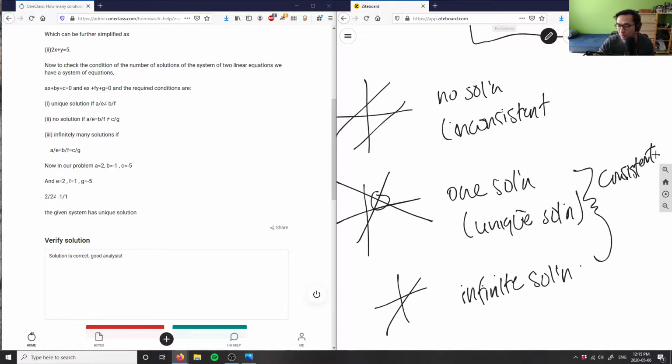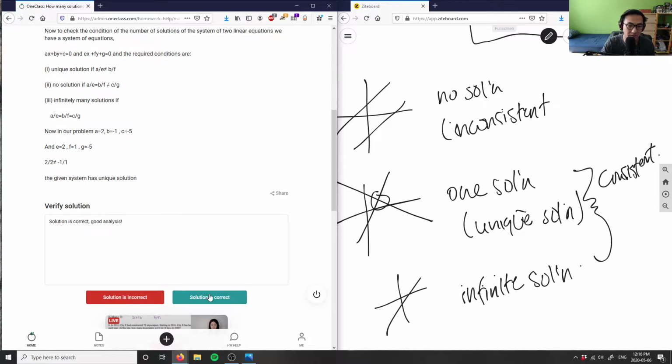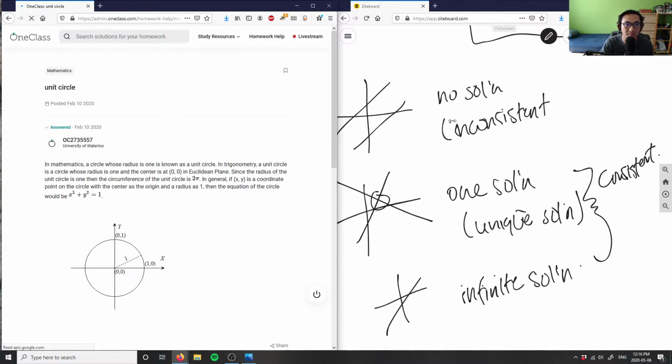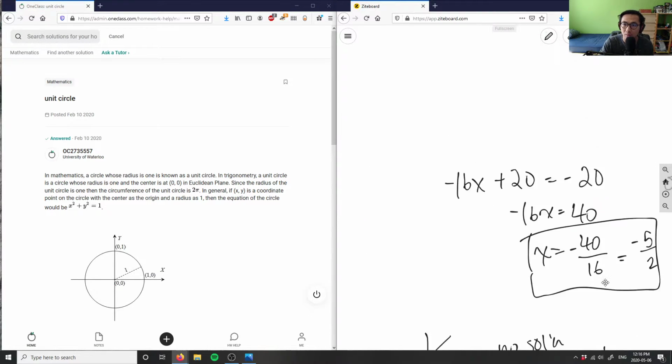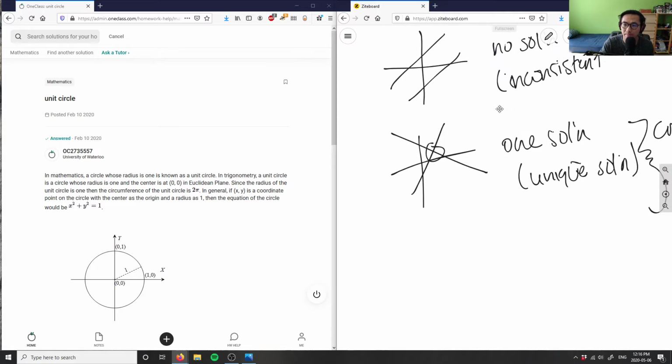So don't worry if you don't know those terms; this is an introduction to linear algebra, so don't worry about that. But we can also just think of this as a grade 10 problem here. So say the solution is correct, good analysis here. And basically we're just finding the point of intersection for two lines. You could think of that concept as well. Okay, that was number 2.